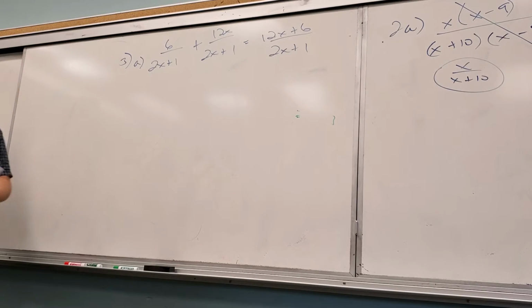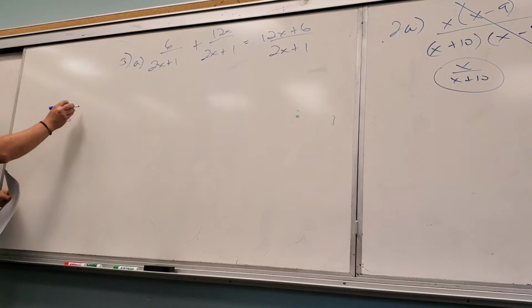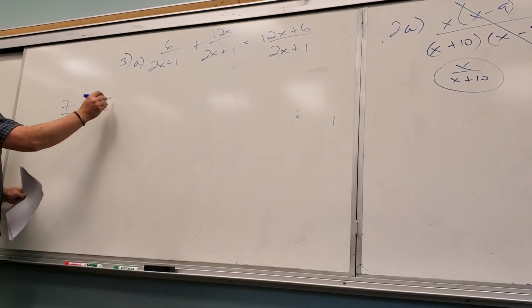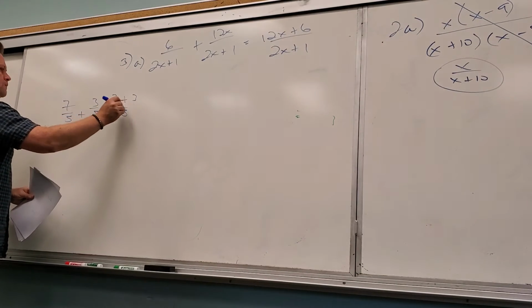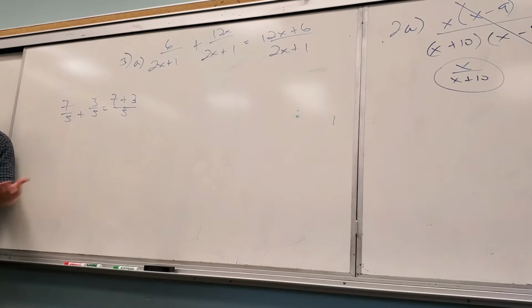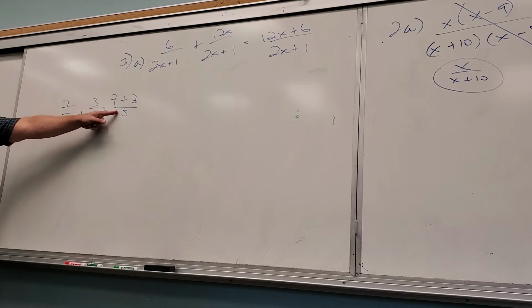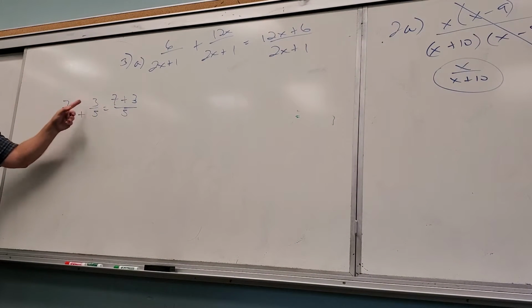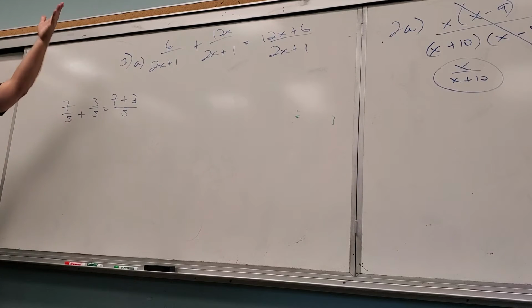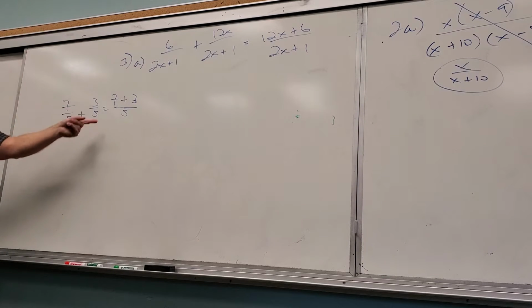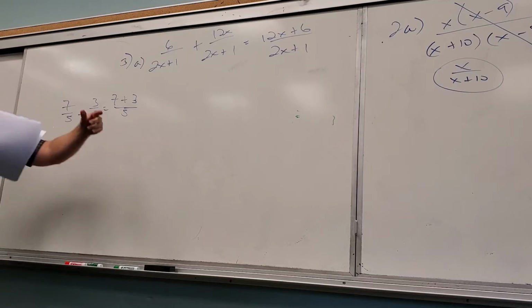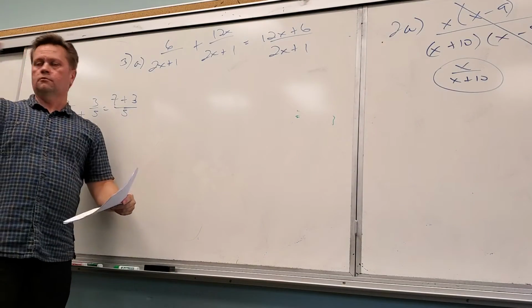right? And in fact, if you really think about it, if I had 7/5 plus 3/5, I could write that as 7 plus 3 over 5. Would I? No, because I know it's 10, but the reason we throw them together is because we're allowed to. Over there, I'm not allowed to. They're not like terms. But it's the same idea.